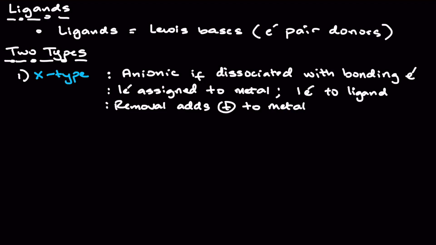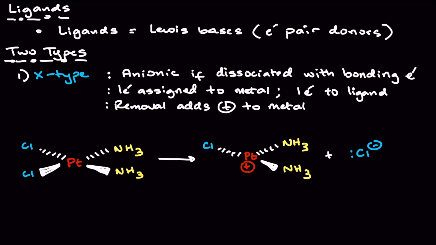We're going to go back to that cisplatin scenario again. With cisplatin, we're going to focus now on the chlorine ligands because we know those are X-type ligands. You take away a chlorine, in addition to its bonding electrons, away from the metal center, and now we add a positive charge to that platinum. So the platinum has gained a positive charge and the chlorine leaves as a negatively charged species, an anionic species. And hence we call the chlorine an X-type ligand.